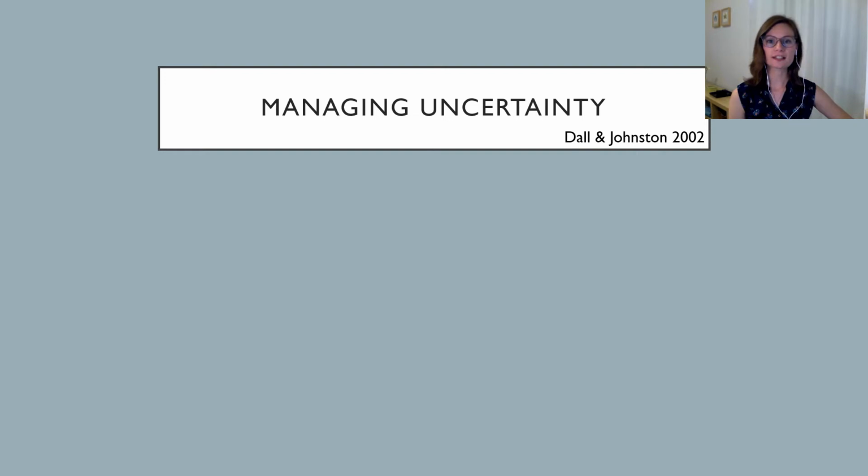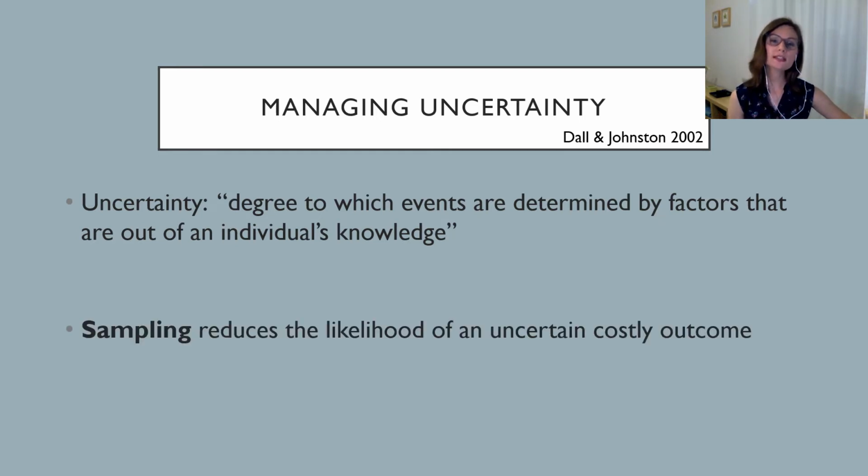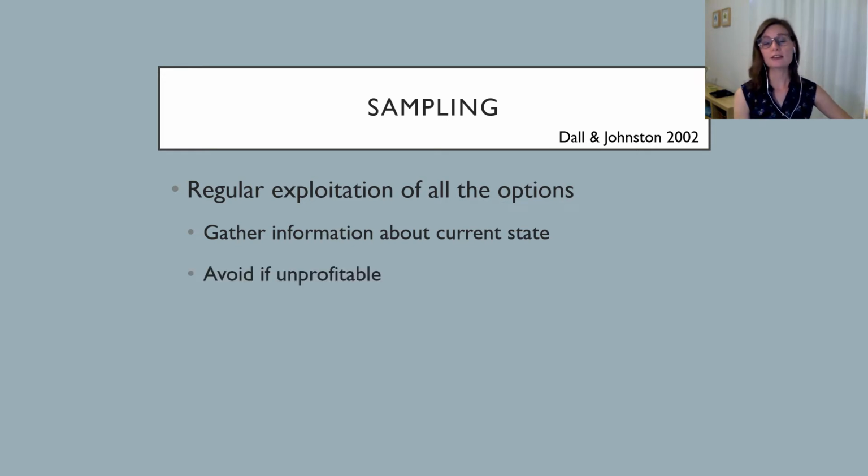Individuals face uncertainty in virtually every decision they make, uncertainty being the degree to which events are determined by factors that are out of an individual's knowledge. There are different strategies that individuals can adopt to manage uncertainty, one of them being sampling, which reduces the likelihood of an uncertain, costly outcome. Sampling behavior is the regular exploitation of all the options of a particular resource, allowing individuals to gather information about the current state of those options and to avoid any if they are unprofitable.